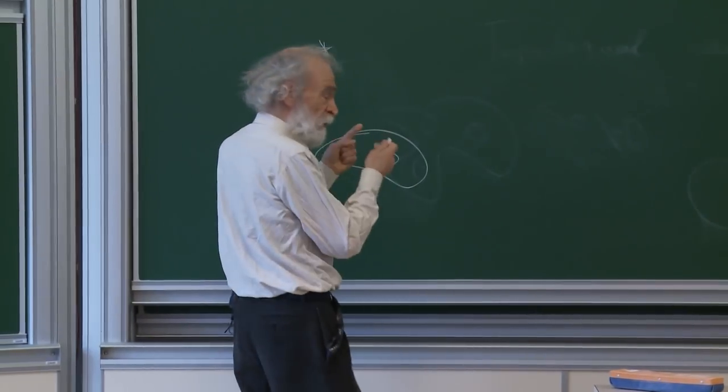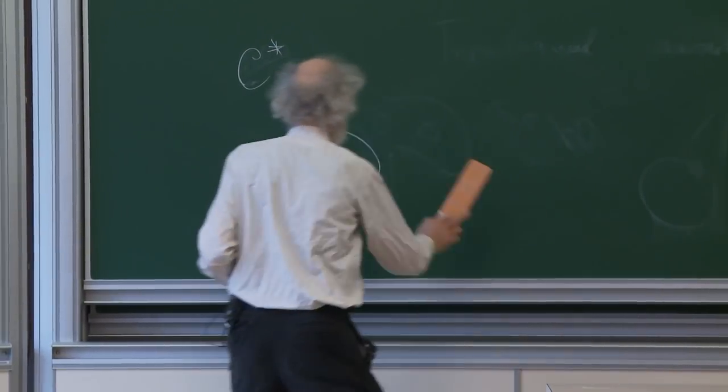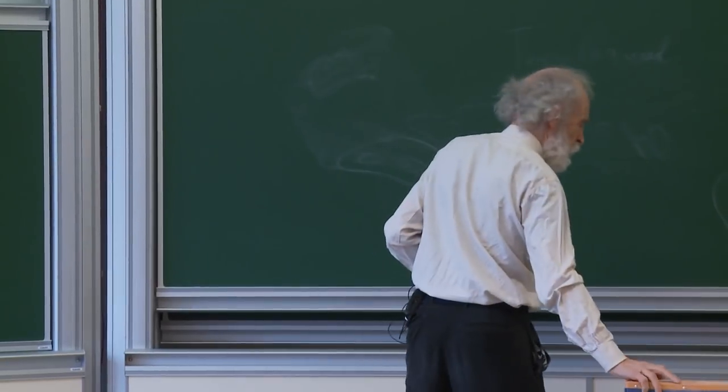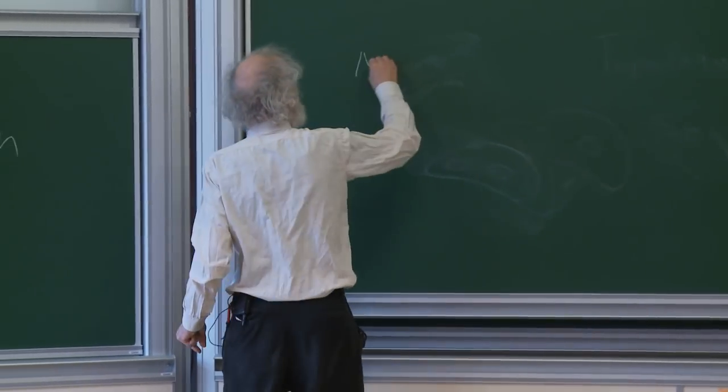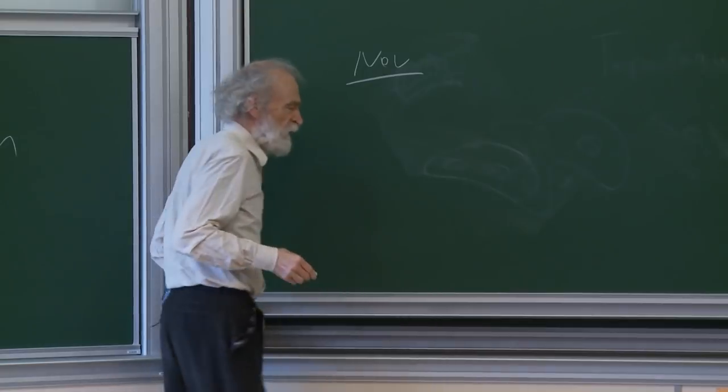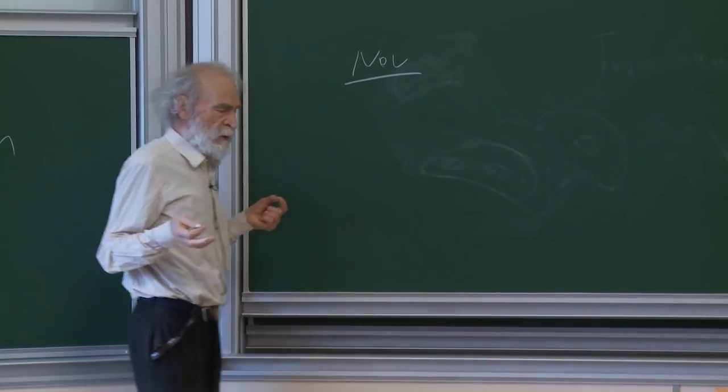So let me give a specific argument and understand how it works. Because the Novikov conjecture. So next case after Lustig, who proved it.